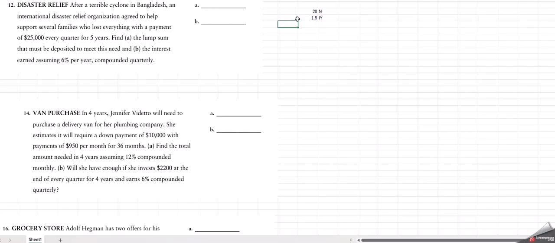The present value is what we're computing, so we'll skip over that for now. The payment, $25,000, that's what they've agreed to pay every quarter for 5 years. And then there's no future value. They don't agree to pay anything at the end. They're just paying the $25,000 for 5 years quarterly.